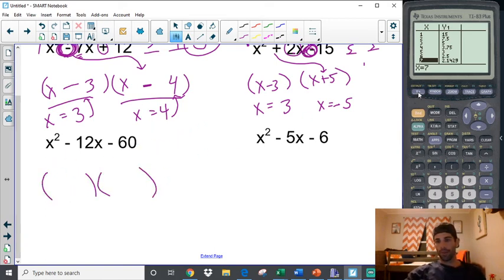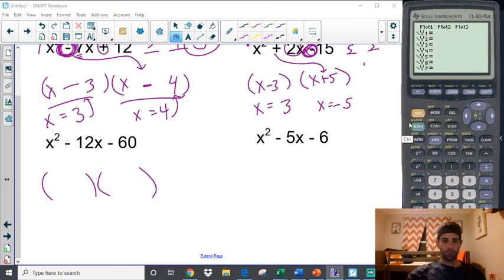If I'm using my calculator, either way, doesn't matter. X squared minus 12x minus 60. Graph, you'll see, boom, it hits there. Notice you don't see the other side. That's because it's a really big number. Or it's a number outside the window. So you'd have to kind of look around for where it hit in that particular spot.